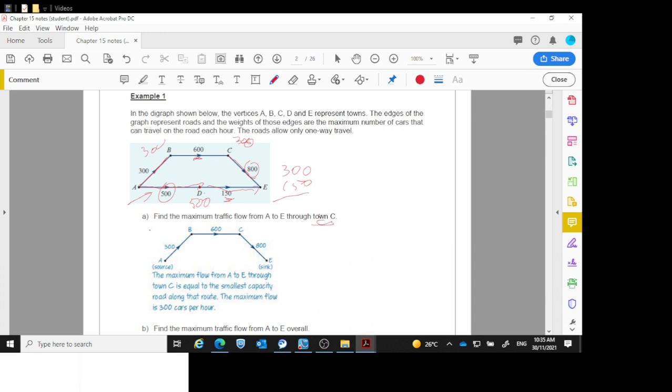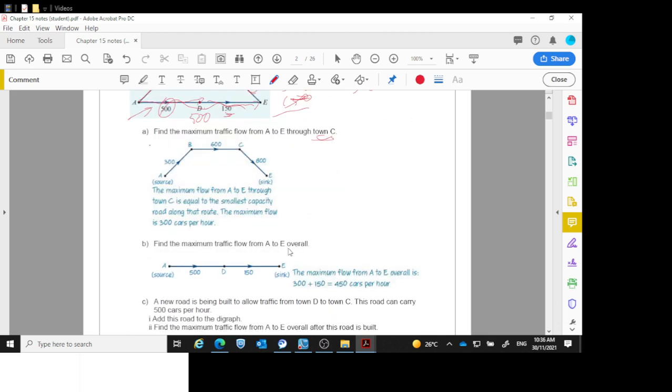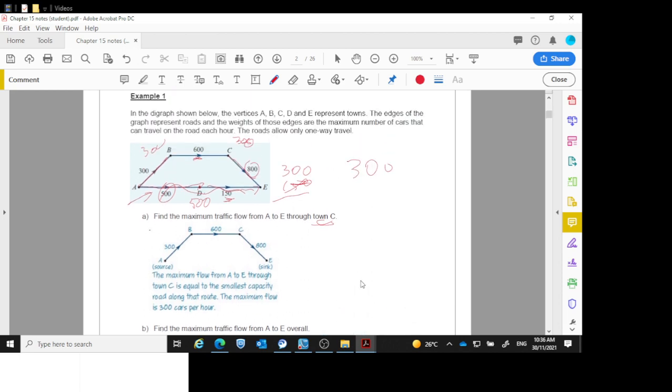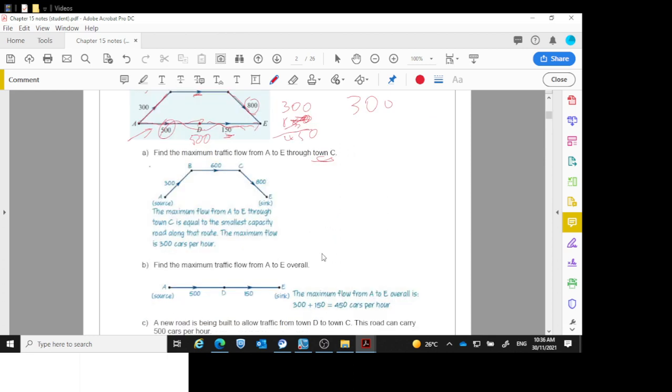It says through town C. So let me rephrase that. Really through town C, there's only 300. Can't have this part down here. Part B, the maximum traffic flow from A to E overall. That's the part that I was doing. That includes the 150 here, so that's 450 overall. That's how we get this 450 cars over here.